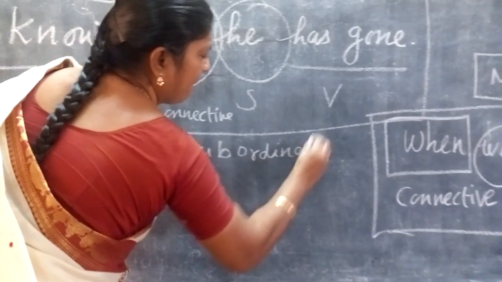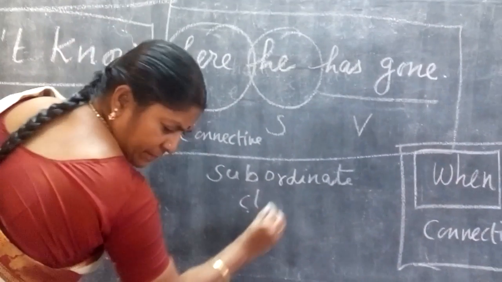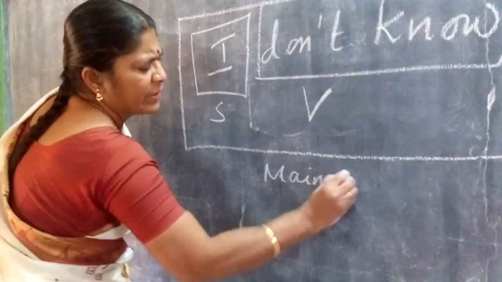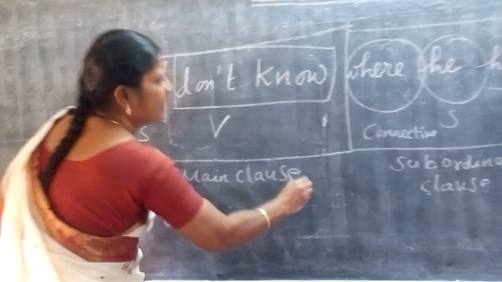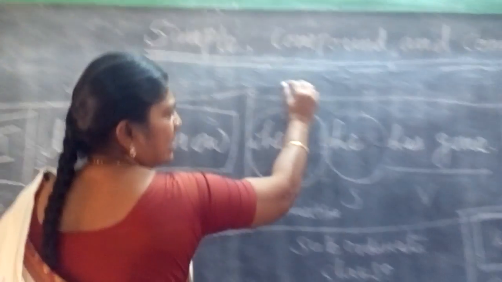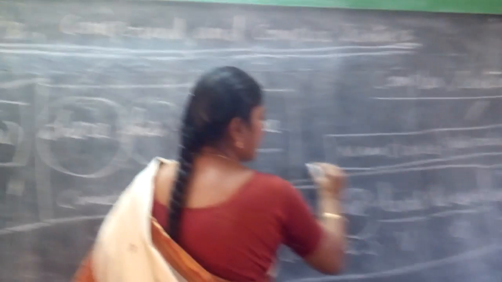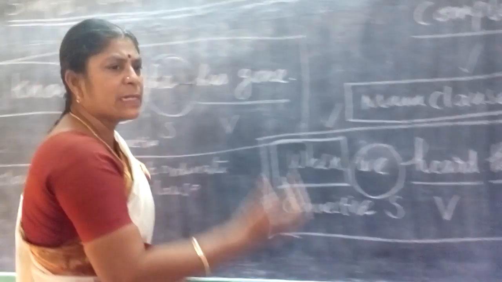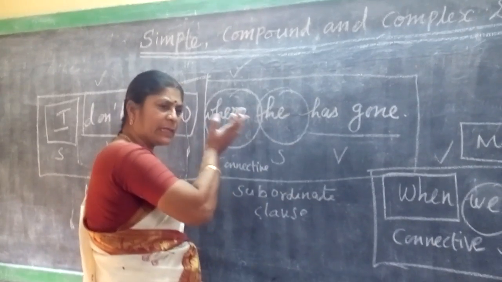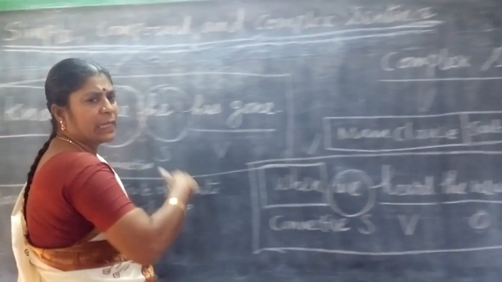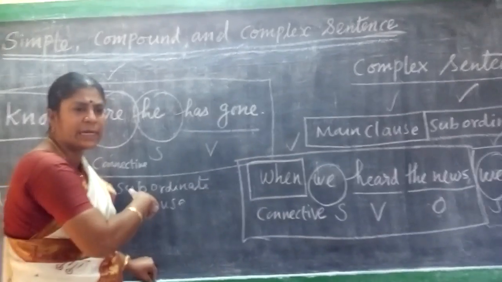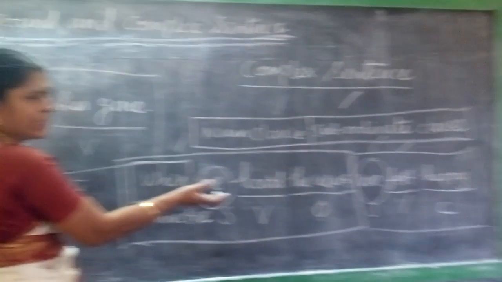Here, the first is a main class and the second one is a subordinate class. In the earlier example, the first is a subordinate class and the second one is a main class. So a subordinate class will come either at the beginning of the sentence or at the end of the sentence.